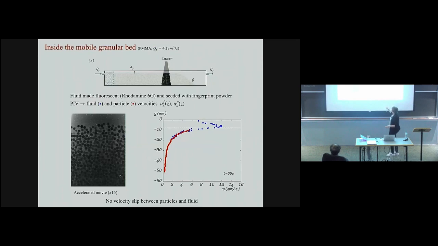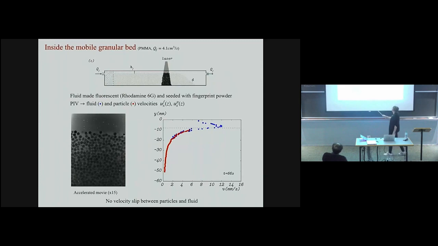So here you can see a sketch of the experiment. The fluid is made fluorescent using rhodamine. That means that we use a filter, and then the particles appear black, and the fluid light gray. And we seed the fluid with some small particles. So that means that we can do PIV, particle image velocimetry, to get the velocity profile both for the fluid and the particles. So Bernard spoiled my movie, but I'm going to show it again.